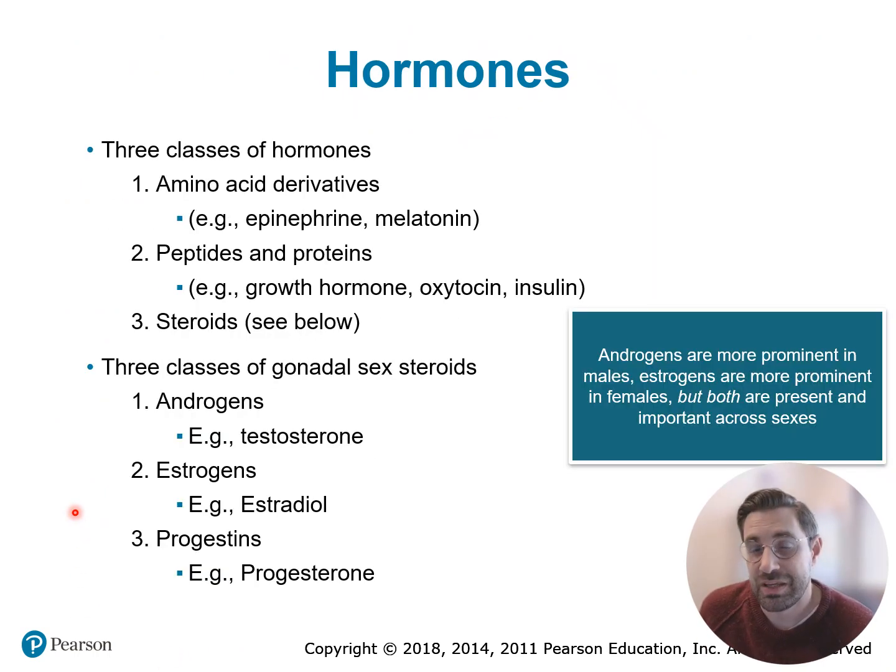Hormones in general come in three classes. There are simple ones that are just derived from amino acids. So epinephrine and melatonin are some of these. You might be aware of melatonin as being related to sleep. We'll cover that in a later chapter. You may know of epinephrine as adrenaline, which is another term for it. There are more complicated hormones like growth hormone, oxytocin, and insulin. You might be aware that insulin regulates sugar use, and oxytocin is involved in bonding.